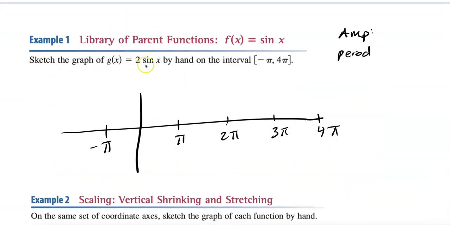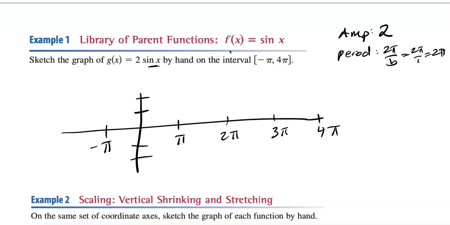We're going to sketch a graph of 2 sine x by hand. We're going to do it from negative pi to 4 pi. So I made a little grid from negative pi to 4 pi. Let's go 1, 2, and 1, 2. The two things you generally want to find are the amplitude and the period. My amplitude here is 2. And my period is 2 pi over b. I have no b, so it's just 1. So 2 pi over 1, so 2 pi.